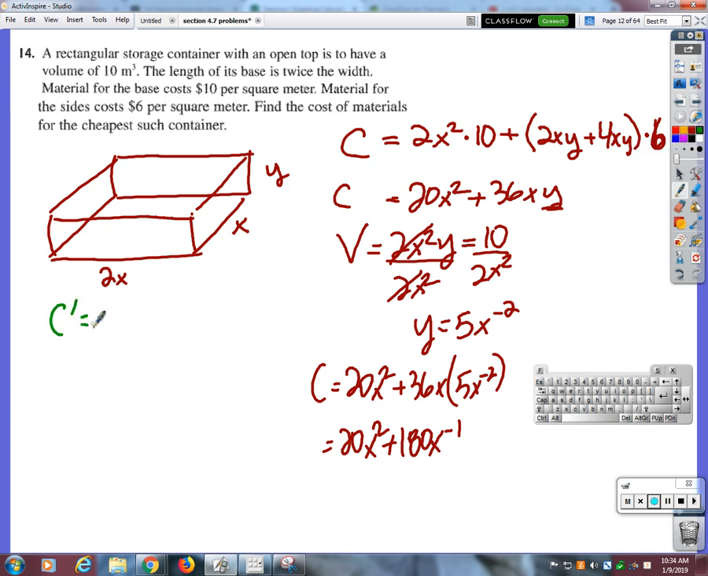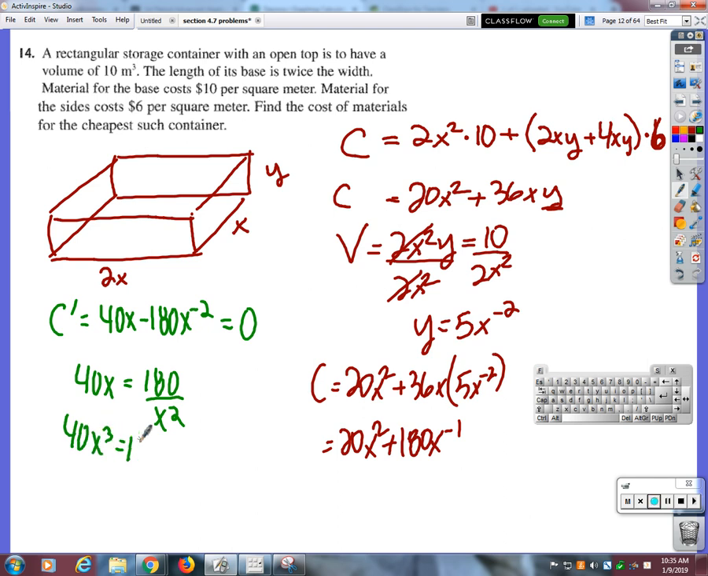Okay, so take the derivative. 40x, which I want to set equal to 0. So 40x equals 180 over x squared. So 40x cubed equals 180. x cubed equals, what, 4.5?